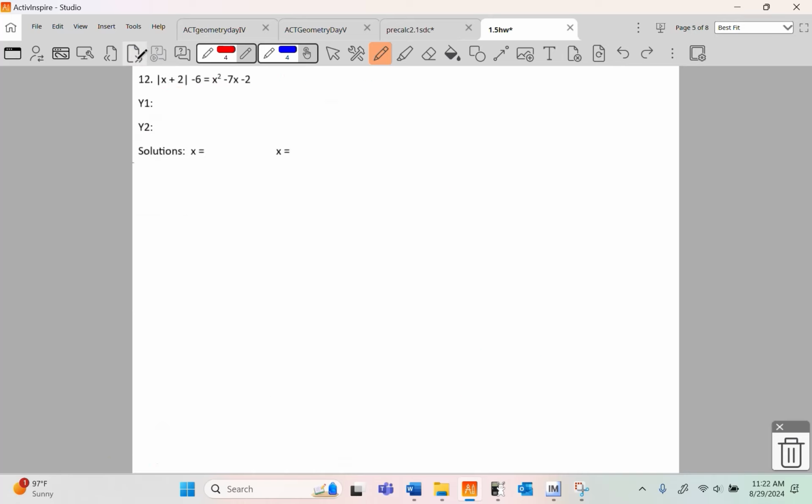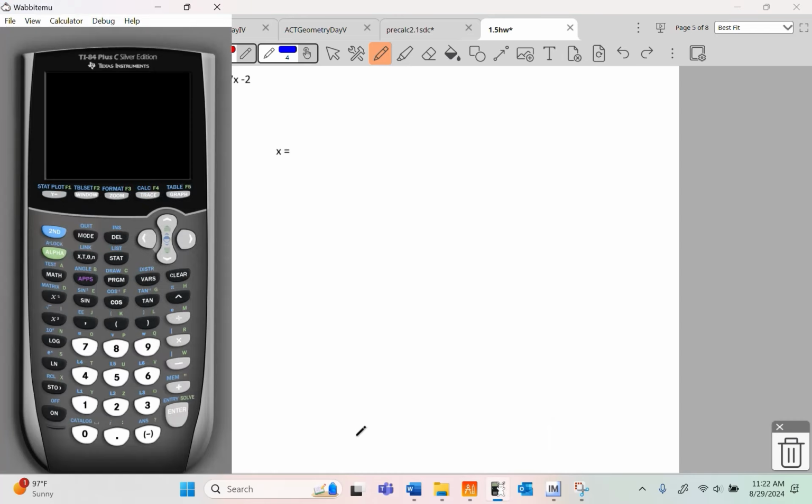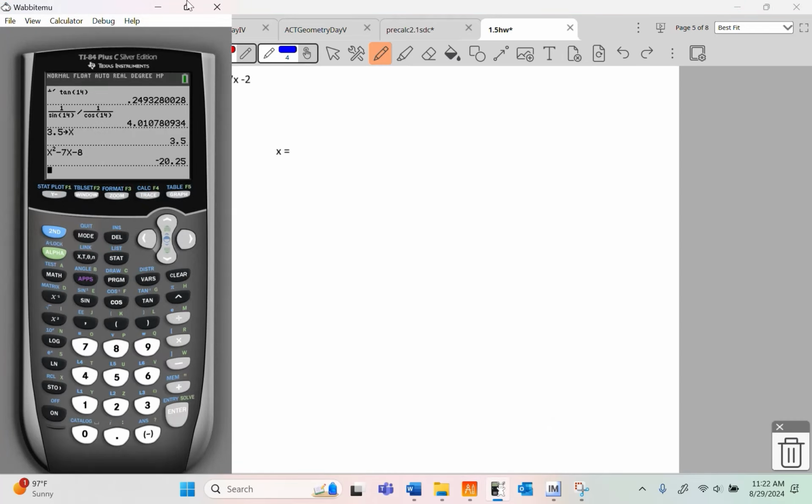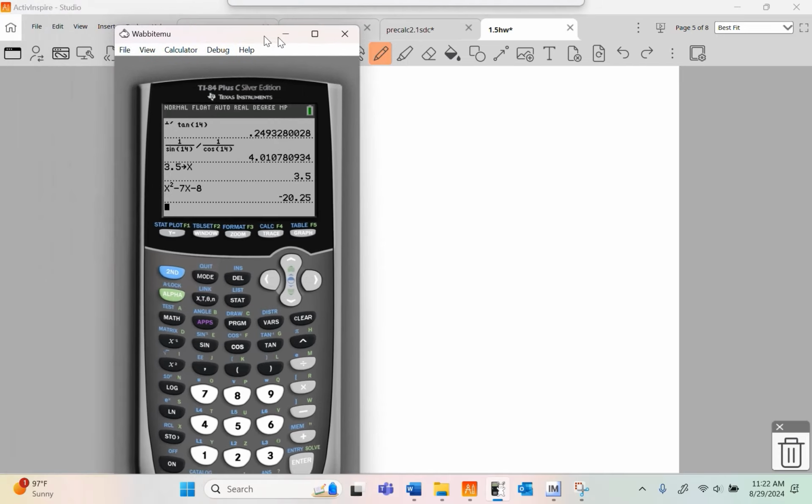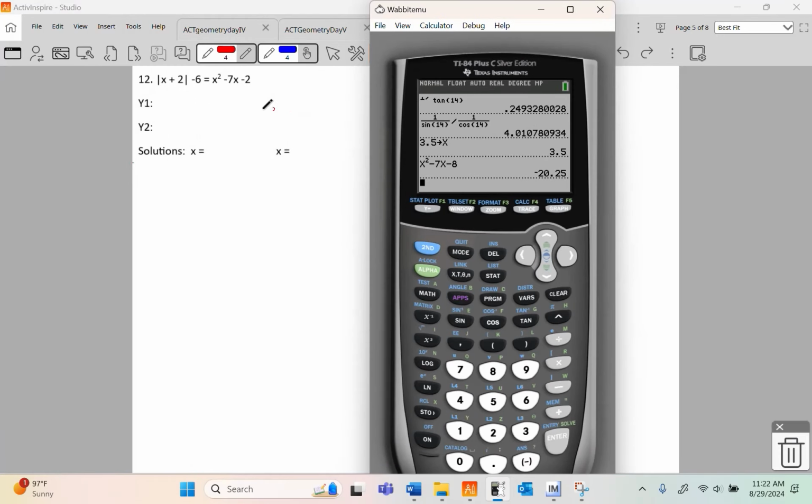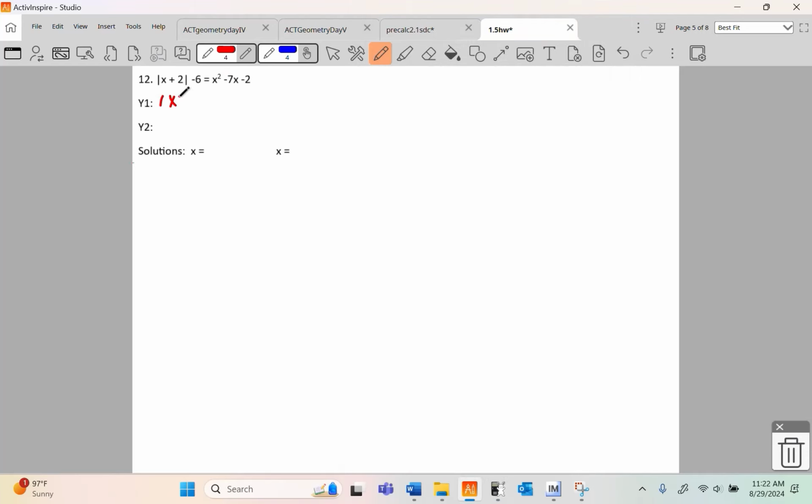There's 9. Here's 12. 12 is a solve with technology problem. So we're going to pull up my old TI-84 here. I'm going to put this into Y1 and this into Y2. We have to view the left-hand side as Y1 and the right-hand side as Y2.